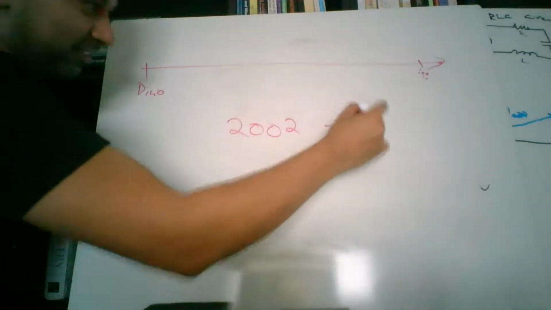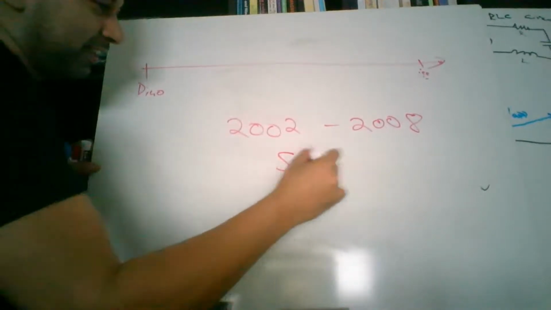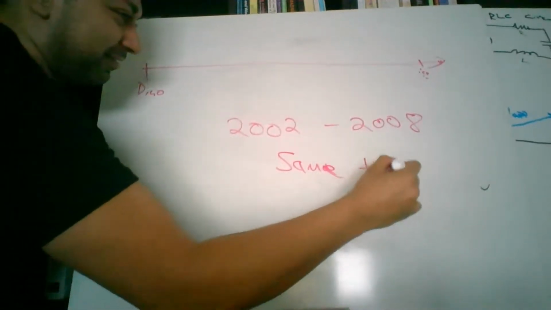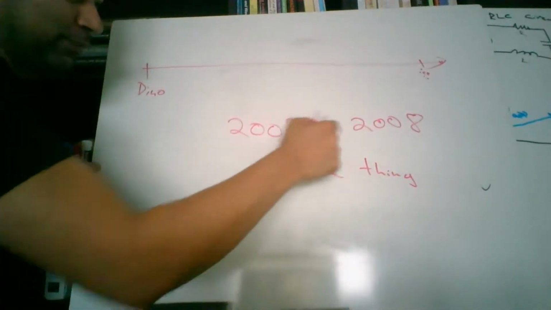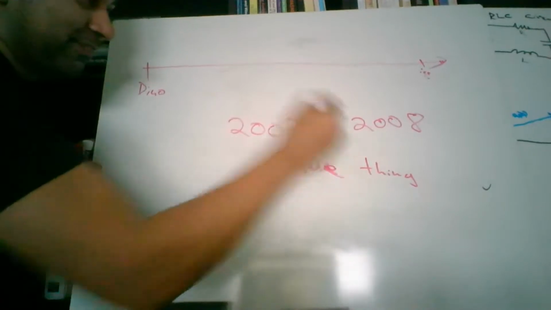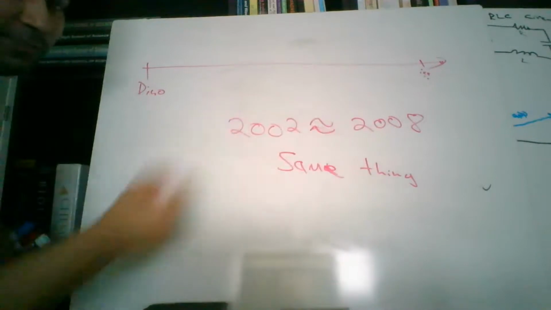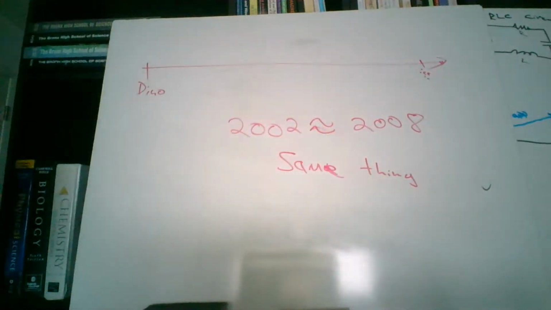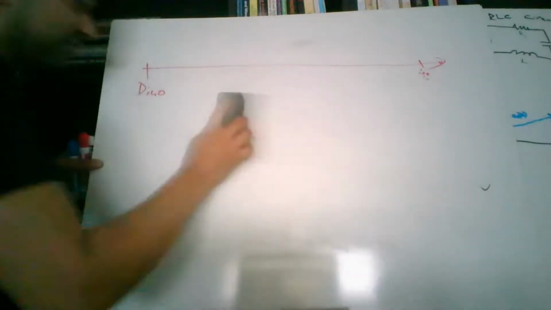2002, 2008, same thing. We're physics people, so we use approximation symbols here. Okay? So 2002, 2008, approximately the same thing. You know when it won't matter is when you're old, when you're like 70-something years old.